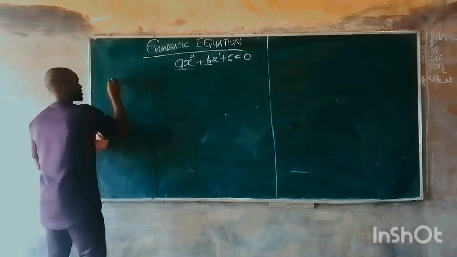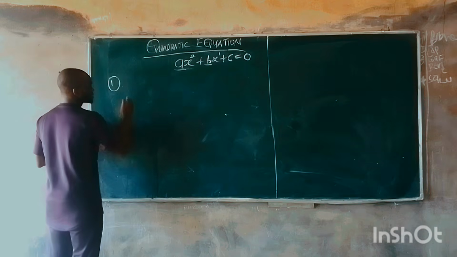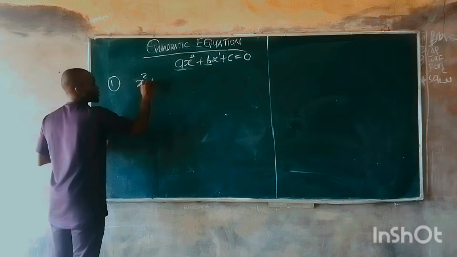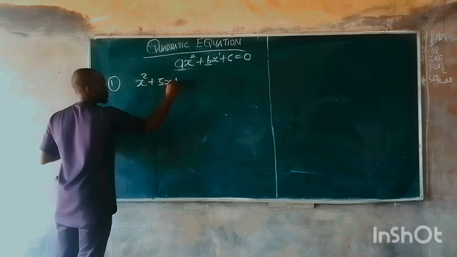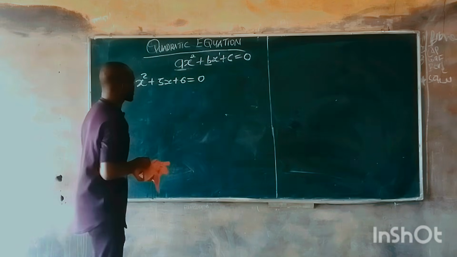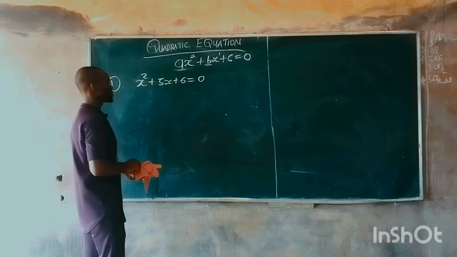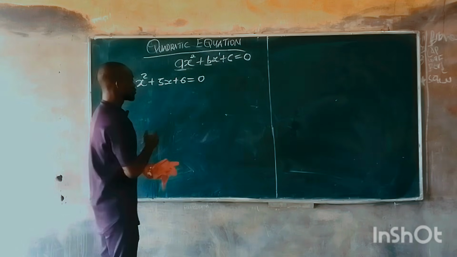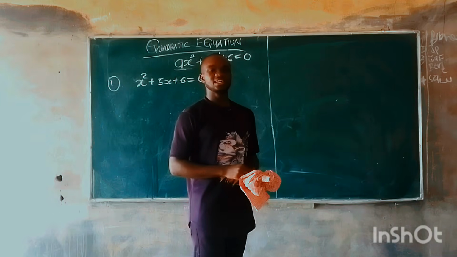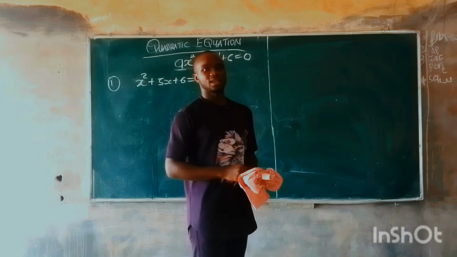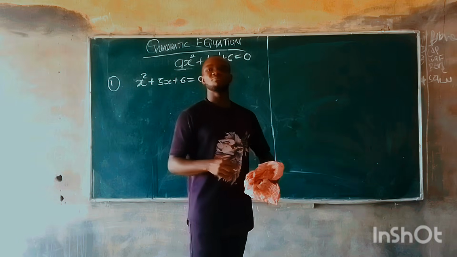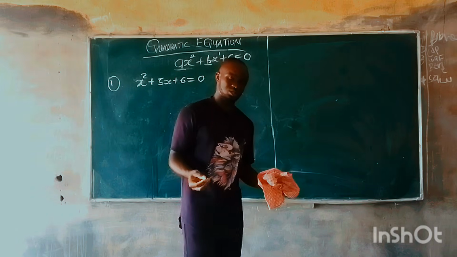Let's look at example number 1. Let's use x squared plus 5x plus 6 is equal to 0. This is a typical example of a quadratic equation, and it's simple. What you need to do is find the value of x. In every quadratic equation, like I said, we're going to have 2 answers, and we have many approaches to solving the quadratic equation.